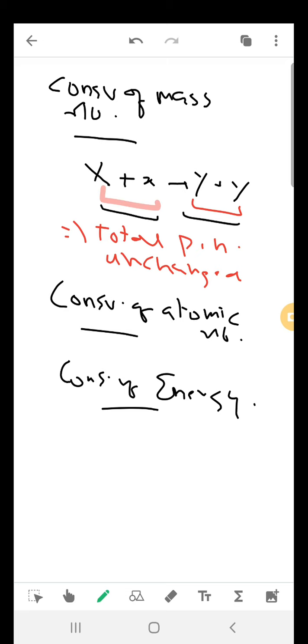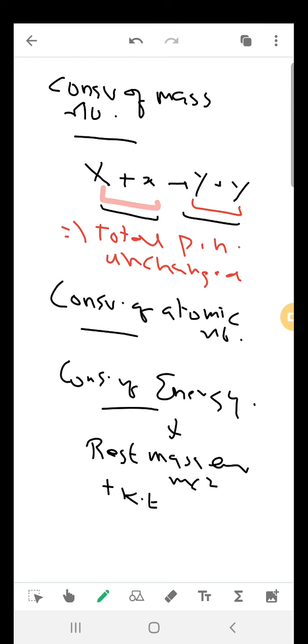That the sum of the rest mass energy of all nuclei and kinetic energy must be equal to the sum of the rest mass energies and kinetic energies of the products. For energy, here we imply two things. One is the rest mass energy, that is mc squared energy, and plus the kinetic energy of the projectile. So the addition of the two gives you the total energy.